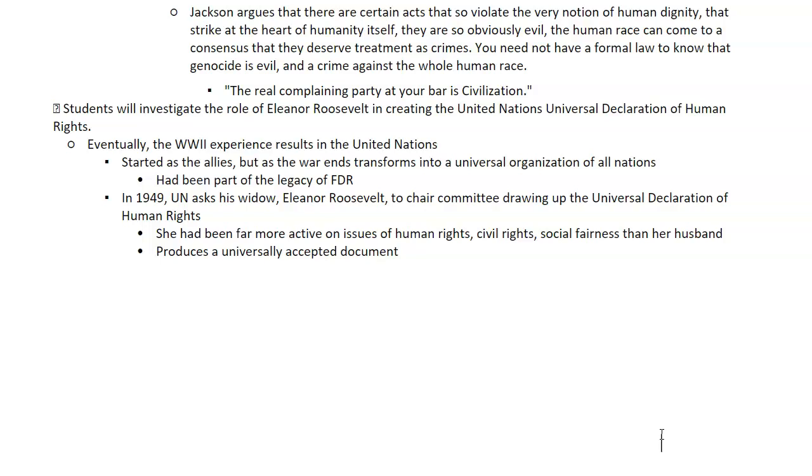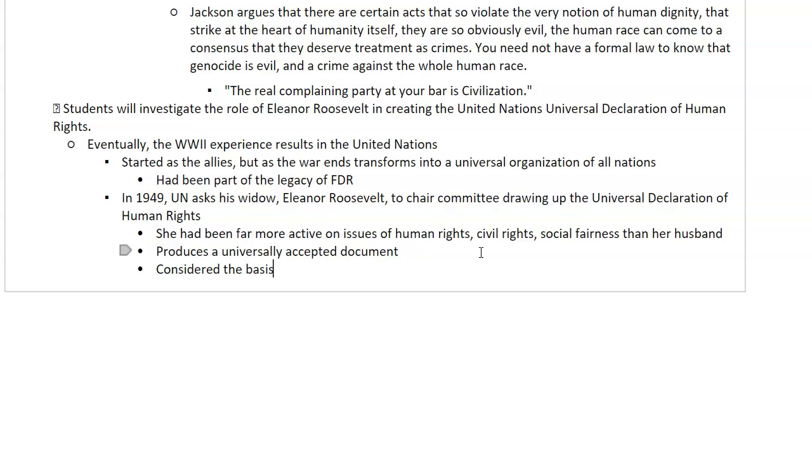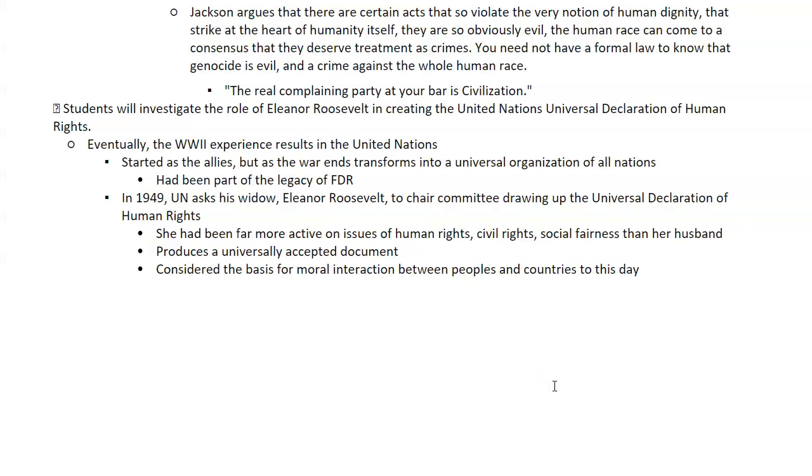And they produce this universally accepted document that is considered the basis for moral interaction between peoples and countries, I should say, to this day. It is still out there. It is still something we hold countries accountable to. Okay, it's a long one, but I'll leave it there.